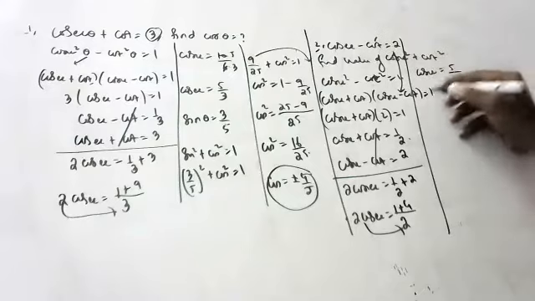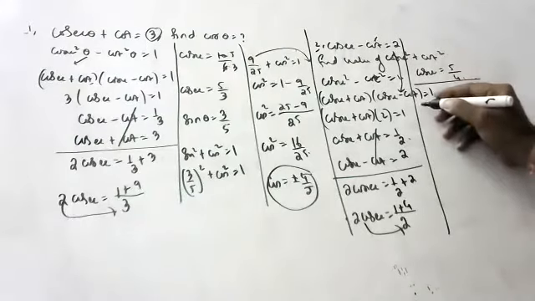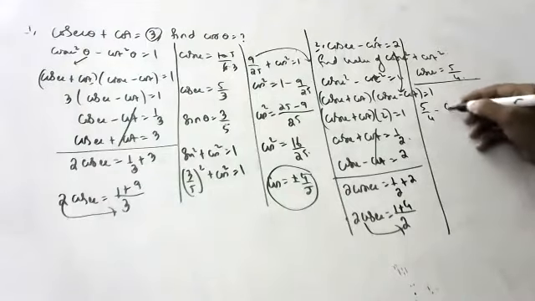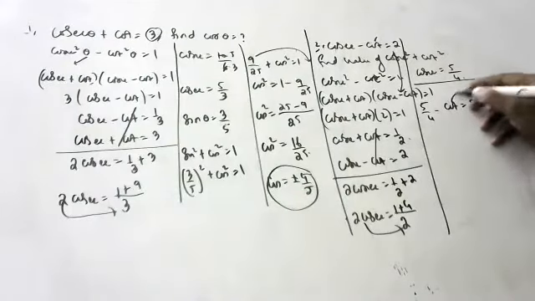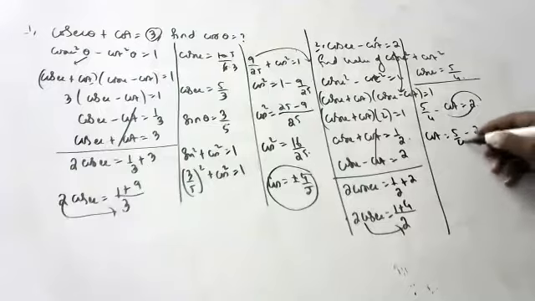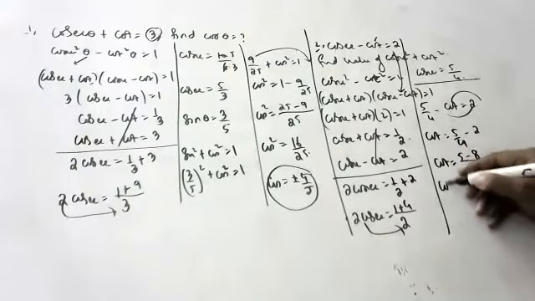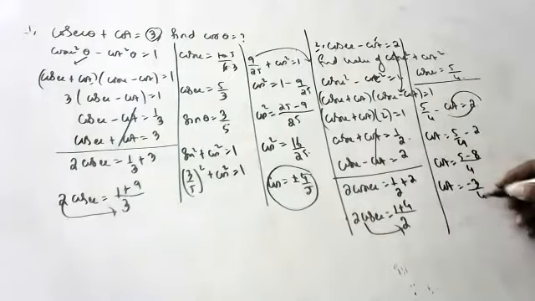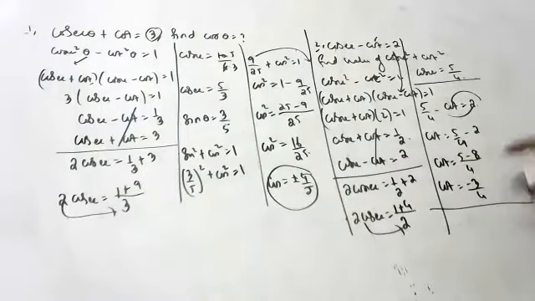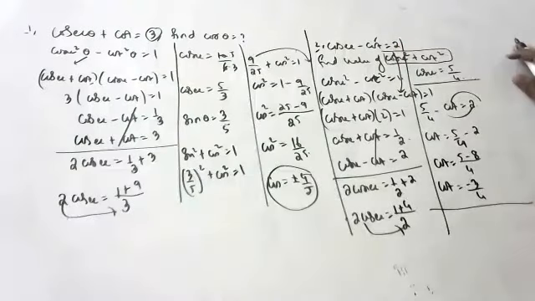Now let's find out cot. Okay, children, please see here. So 5 by 4 minus cot is equal to 2. Cot is equal to 5 by 4 minus 2. Cot is equal to, taking LCM 4, 5 minus 8 over 4. Cot is equal to minus 3 by 4. Now we have to substitute these here, children, where cosecant square plus cot square is asked.